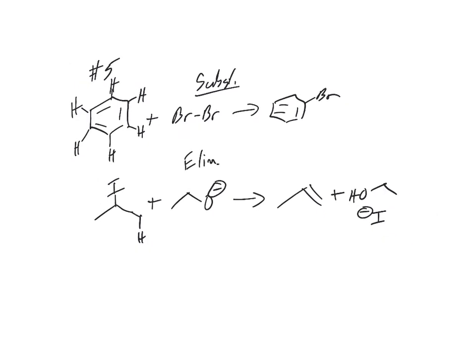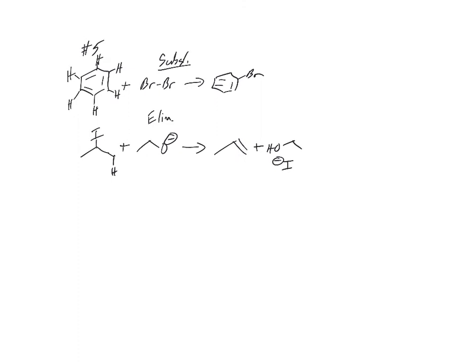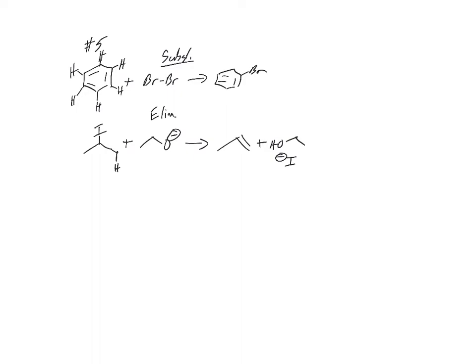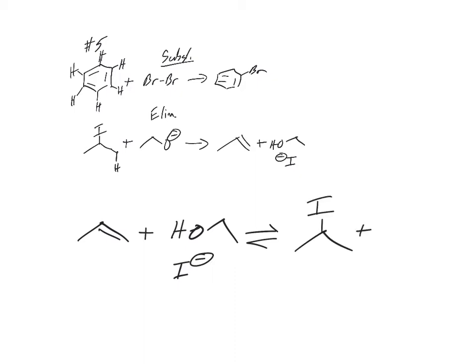Would a pi bond always be made in elimination? Pi bond's always made in elimination. Always, always, always. So the opposite of elimination is addition. So you take the same thing. If you get this, what kind of reaction is this? That's an addition. You added two things across a pi bond, right? Adding things across a pi bond is an addition.